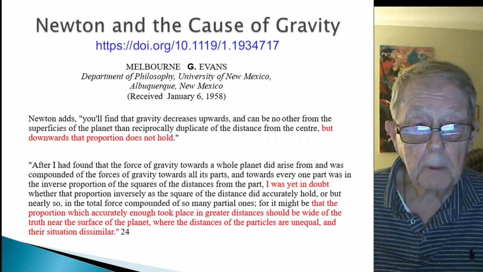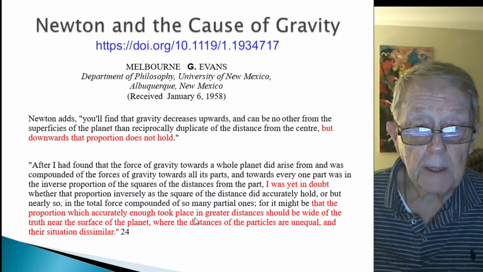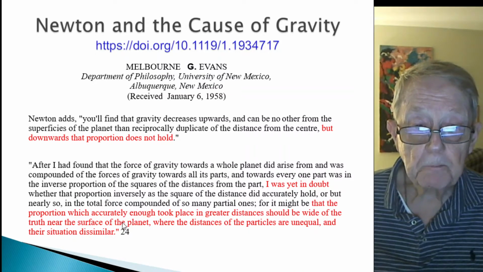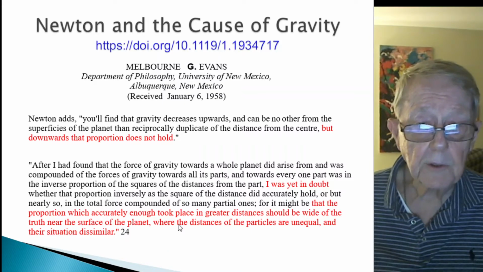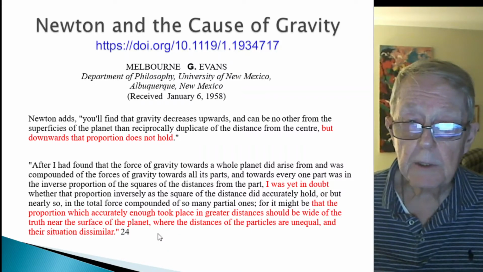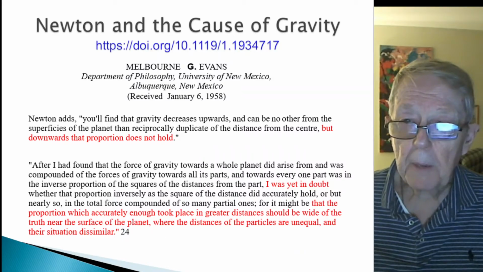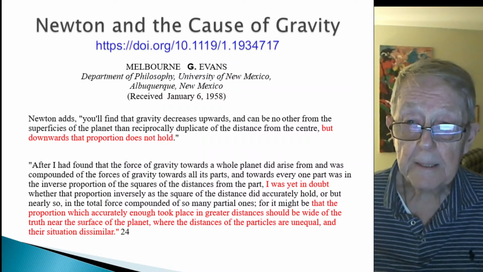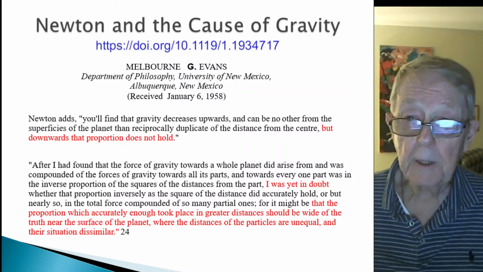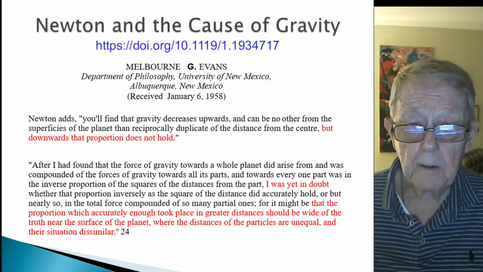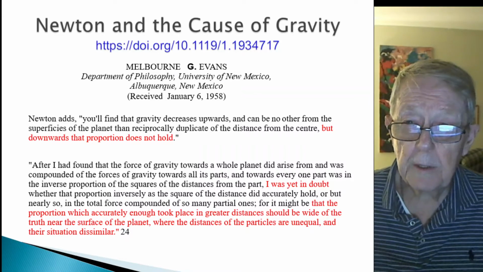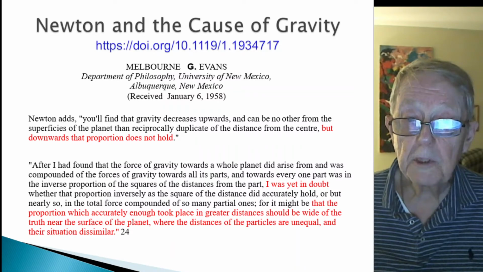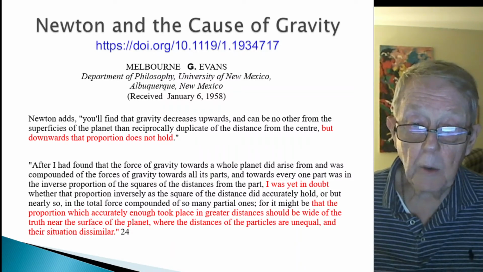For it might be that the proportion which accurately enough took place in greater distances should be wide of the truth near the surface of the planet, where the distances of the particles are unequal and their situation is dissimilar. And if I remember the paper, I don't have it quoted here, he was really talking about, for example, the tree, the apple, and the earth. Those aren't point masses anymore. And so he didn't think it even worked on the surface of the earth. So Newton himself had concern about how precise his equation was.